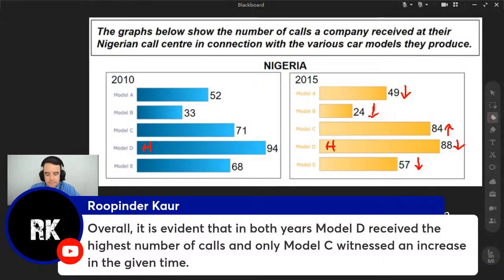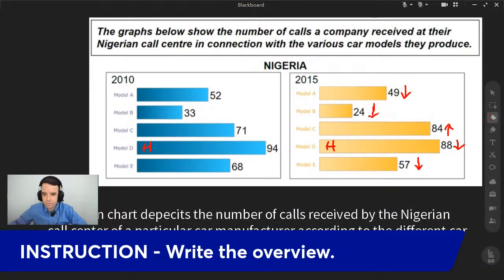It's accurate, but I would describe the part about Model C more clearly. So it'd be, and Model C was the only one that had an increase. No, because then you're not saying was the only one which had an increase in the number of calls received. There, yeah, that'd be fine. So describe Model C in more detail, but that is a good overview. Just language-wise, it could be more descriptive.